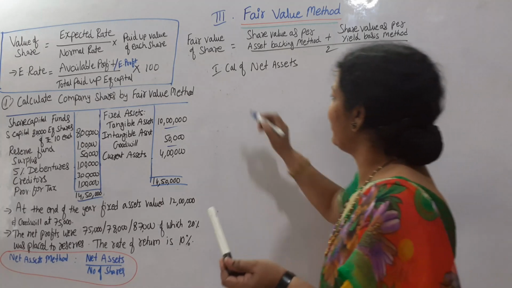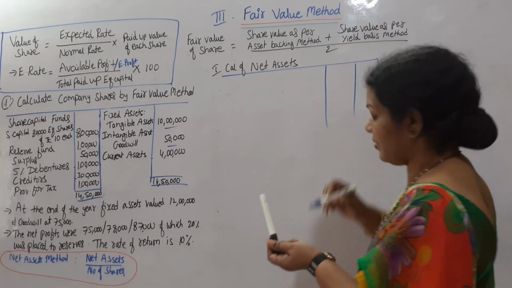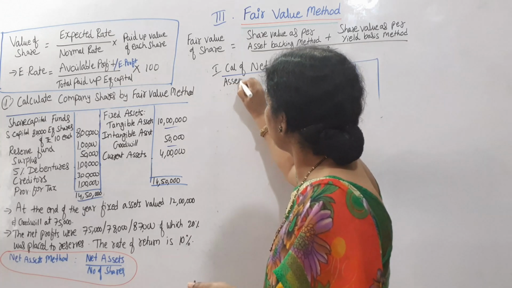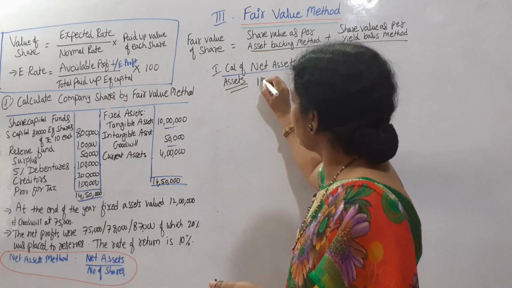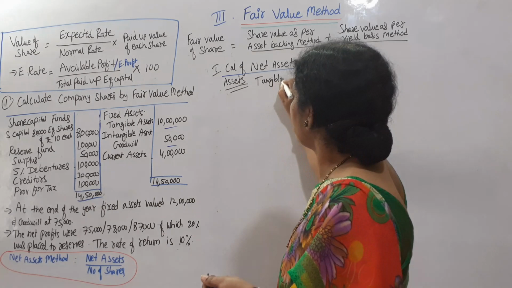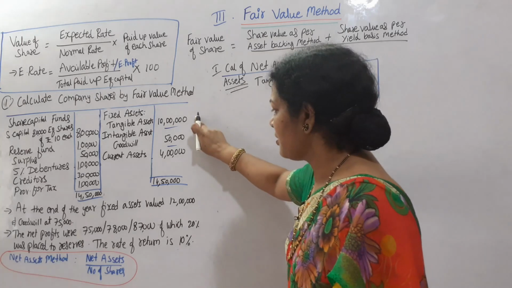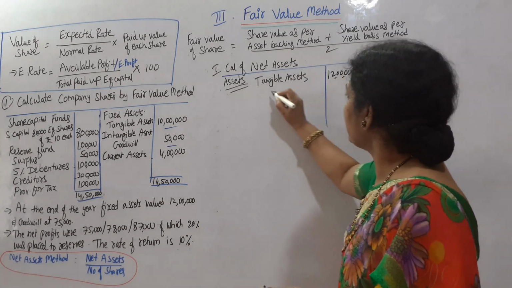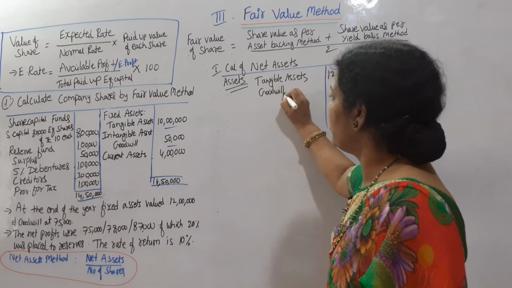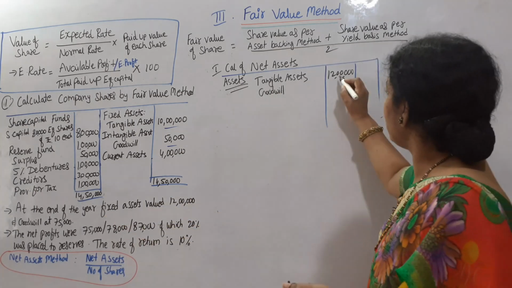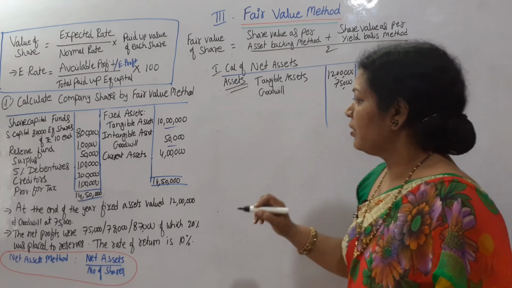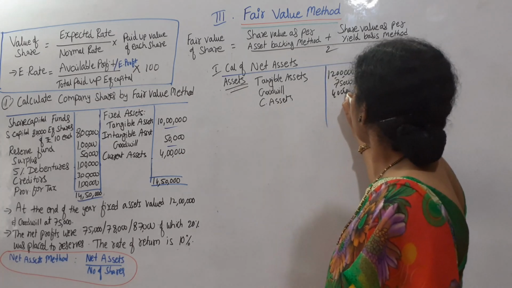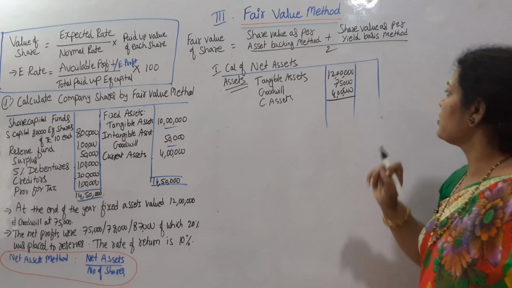For this, we will take a table. Assets, first we will take all the assets. What we take first? Tangible assets. Actually it is 10 lakh, but they have revalued it as 12 lakh. So we will take 12 lakh. In the same way, goodwill. Goodwill is 50,000, but they have revalued it as 75,000. So 75,000. And current assets as it is, 4 lakh. Total, if we add it, is 16 lakh 75,000.